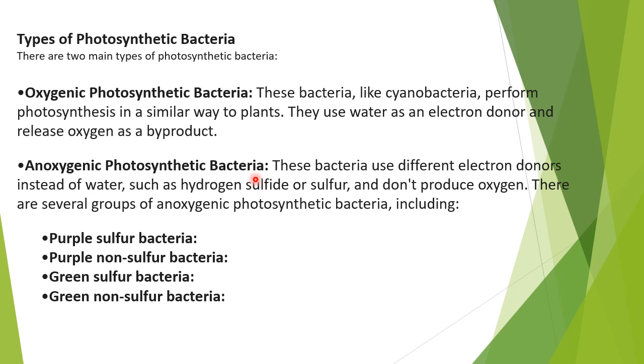Purple non-sulfur bacteria are the ones which use a variety of electron donors including organic compounds and are often found in soil and marine environments, easy to isolate. Then green sulfur bacteria are the ones which use hydrogen sulfide as an electron donor and are found in freshwater environments. They contain green pigment called chlorophyll F. So they are termed as green sulfur bacteria. When they don't use sulfur, they use other organic compounds as electron donor, you term them as green non-sulfur bacteria. That's the only difference.